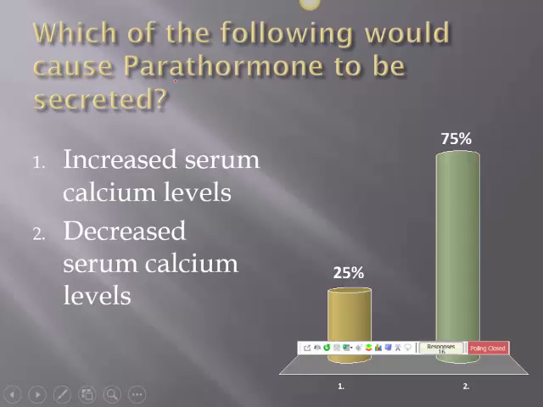Sorry, you're correct. I was thinking about calcitonin. You're right: decreased serum calcium levels, because the action of parathormone is to increase serum calcium. So obviously the opposite would be what would cause secretion of parathormone.